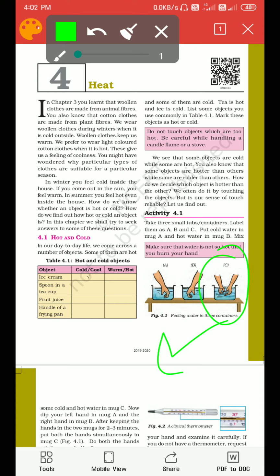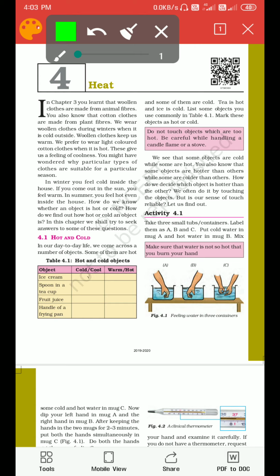It is surprising that the hand which you already kept into the hot water, when you keep it into the moderate water, you feel that the water is cold, and the hand which you have already kept into the cold water, when you keep it into the moderate water, you feel that water is hot. Students, it's really surprising.